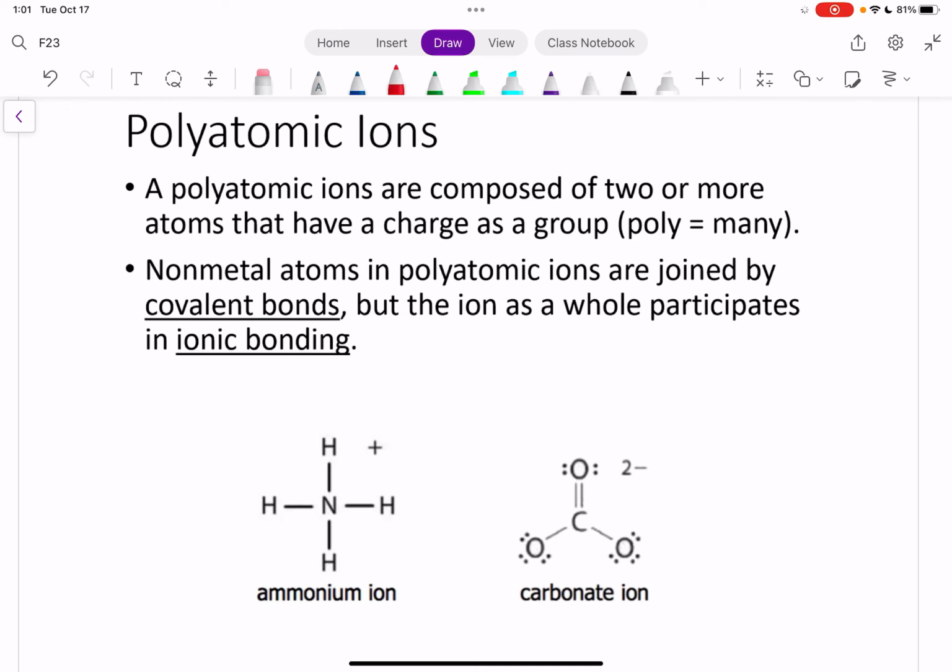Sometimes you'll also see polyatomic ions written like this, where they have brackets around the compound, and then the charge on the outside of those brackets. So just so you know that notation exists as well, it's the same idea. It's just to emphasize that it's a polyatomic ion.